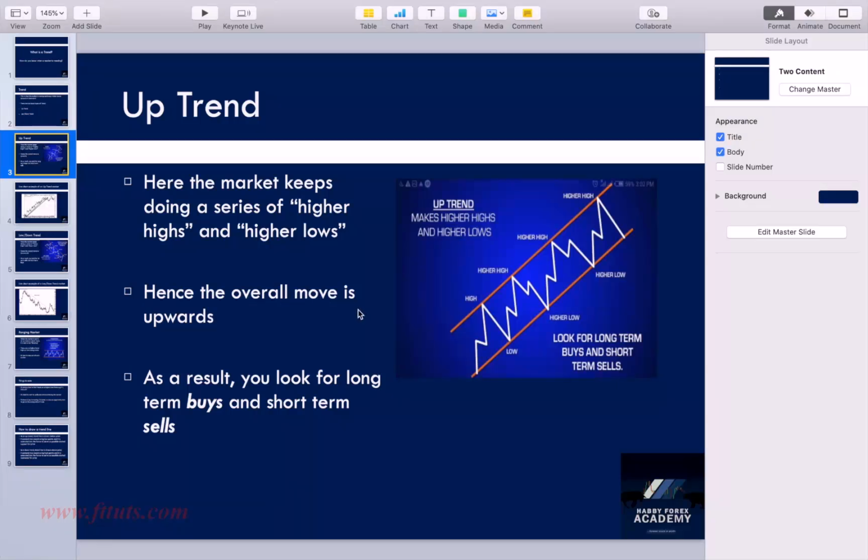Hence, the overall move is an upward move, and as a result, you look for long-term buys or short-term sells. The truth is, they used to say in trading: make the trend your friend. That's one thing in the market: make the trend your friend.